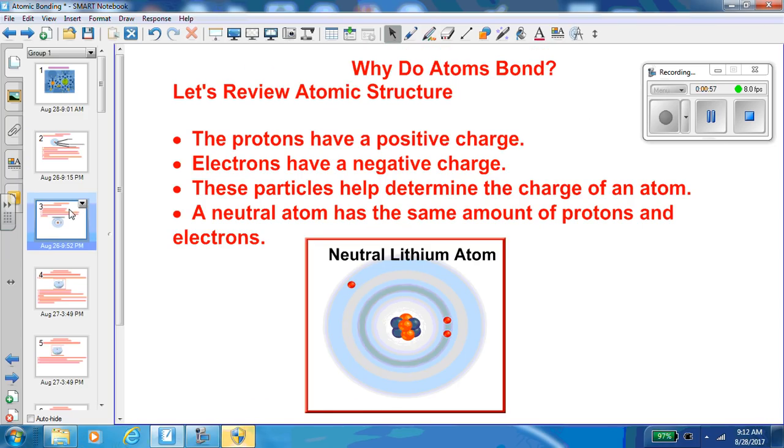Protons and electrons have a charge, and this charge will help determine the charge of an atom. Protons are positive and the electrons are negative. The neutrons don't have a charge, so they don't really have anything to do with the charge of the atom. A neutral atom will have the same amount of protons and electrons, as we can see here in this picture of a neutral lithium atom. You've got the same number of electrons and protons, therefore they cancel each other out, and this is what you would call a neutral atom.